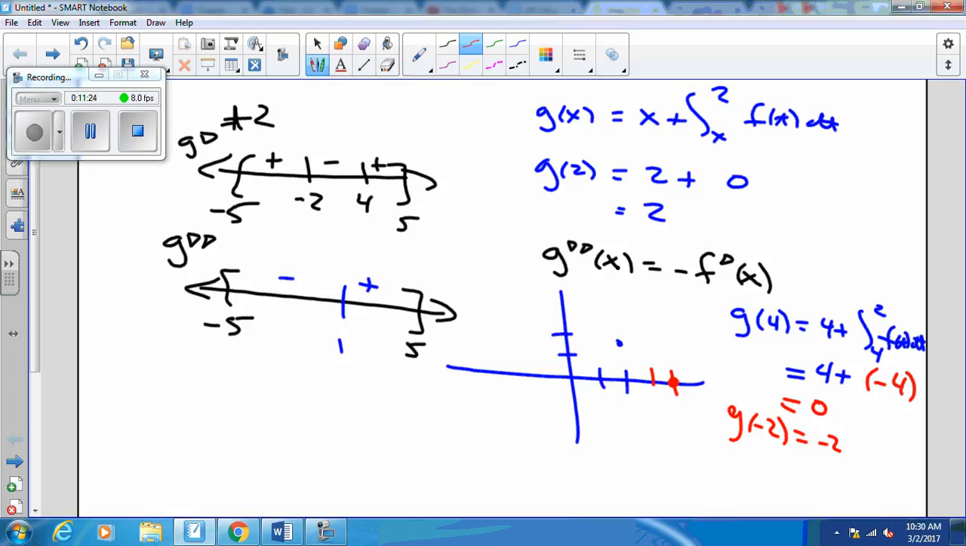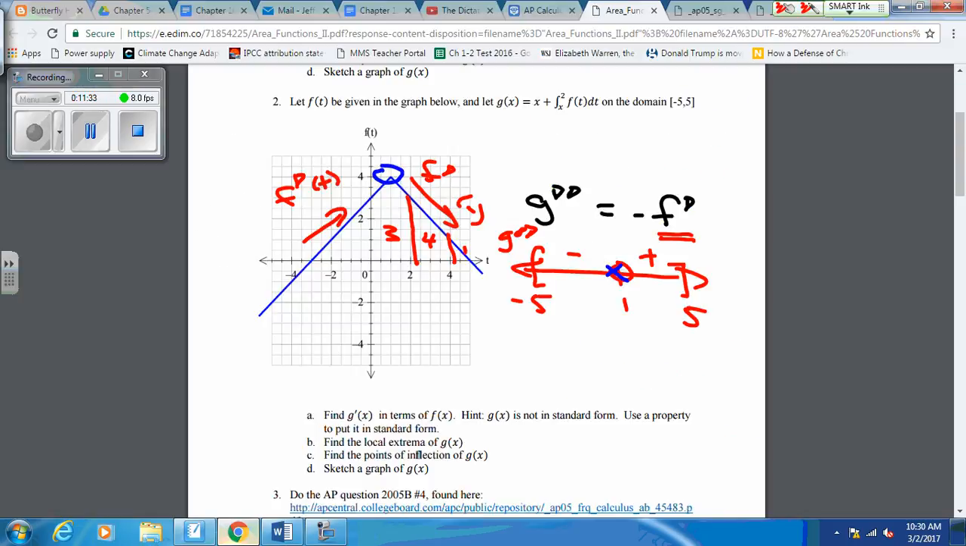And G of -2 is -2 plus the integral from -2 to 2 of f of t. And going back to my graph here, from -2 to 2, what do I have? I actually got 2 different trapezoids, don't I? What a pain. So the area of this one is going to be the average of the bases times the height. That's the average of 1 and 4 is 5 halves, times 3 is 15 halves. And this one is going to be the average of 4 and 3 is 7 halves times 1. So together, that gives me 22 halves or 11.